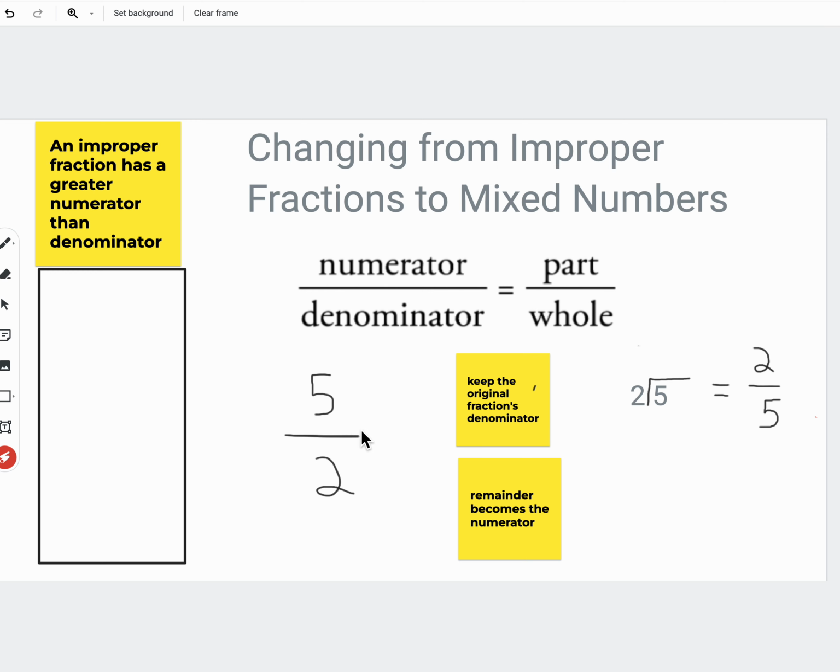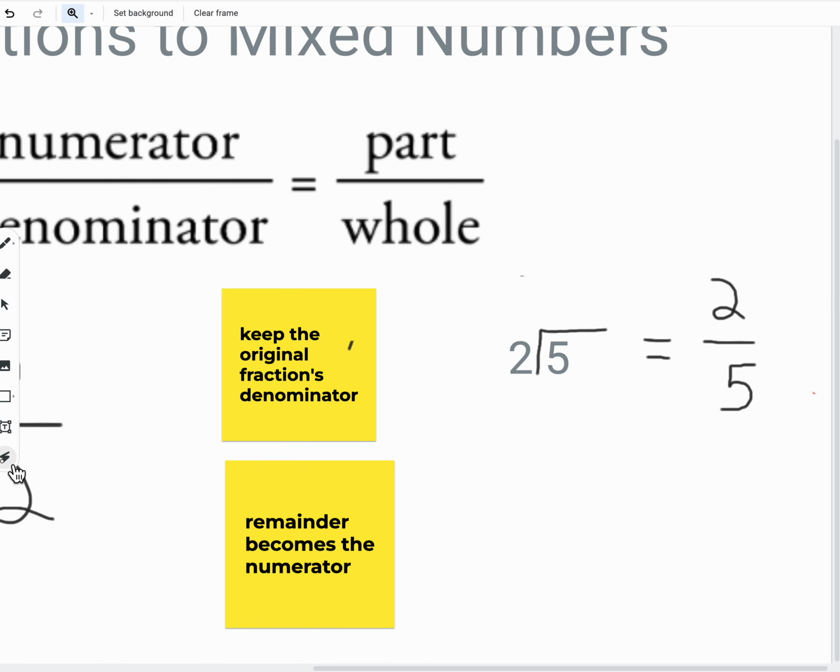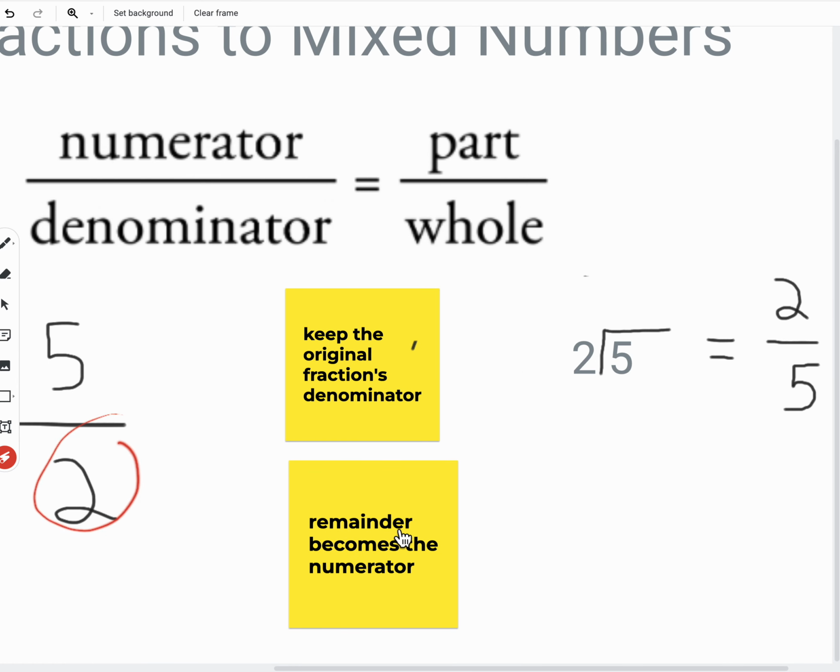Here we can work out long division. 5 divided by 2. When we are dividing, we want to keep the original fraction's denominator, which will be 2. And the remainder in our division problem will become the numerator. Let's see how that works.